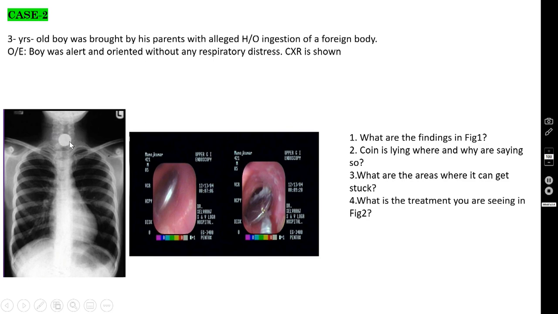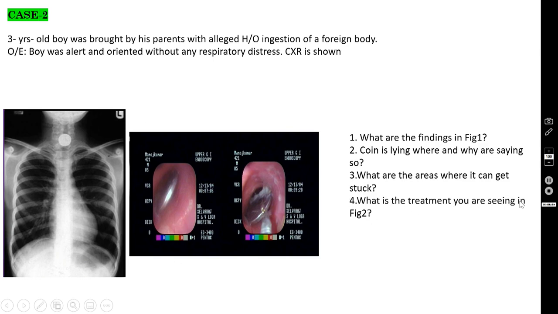So this is definitely lying in the upper esophagus. What are the areas where it can get stuck? It can get stuck in the upper esophageal sphincter, the lower esophageal sphincter, and the third area is where the arch of aorta is crossing the esophagus. There also it can get stuck.